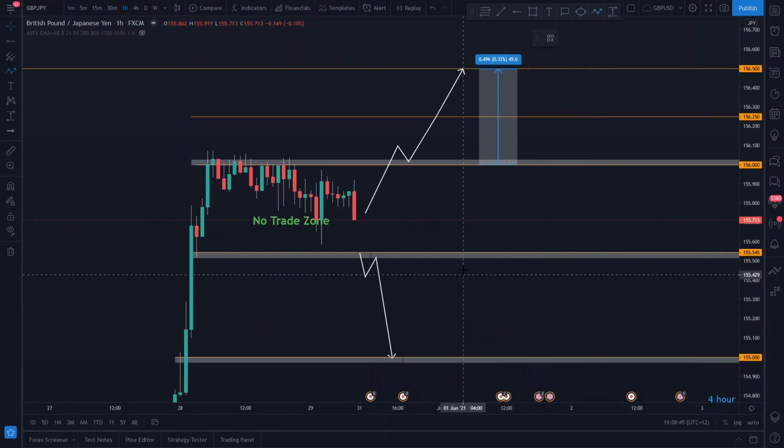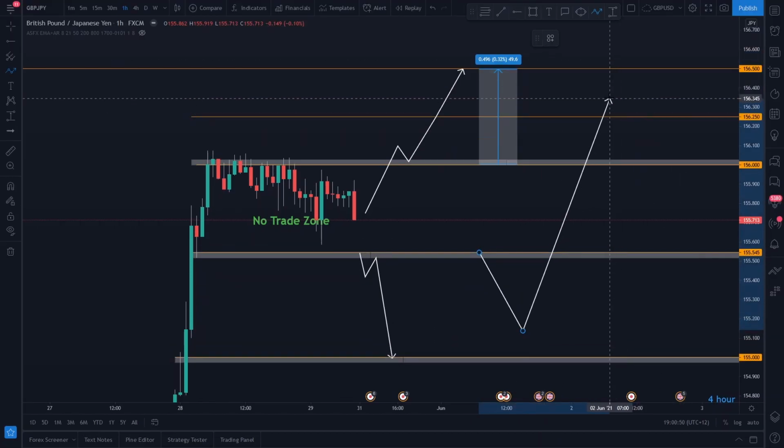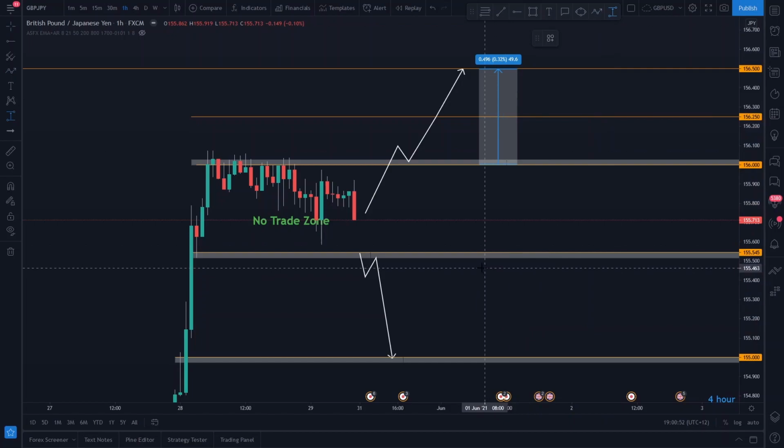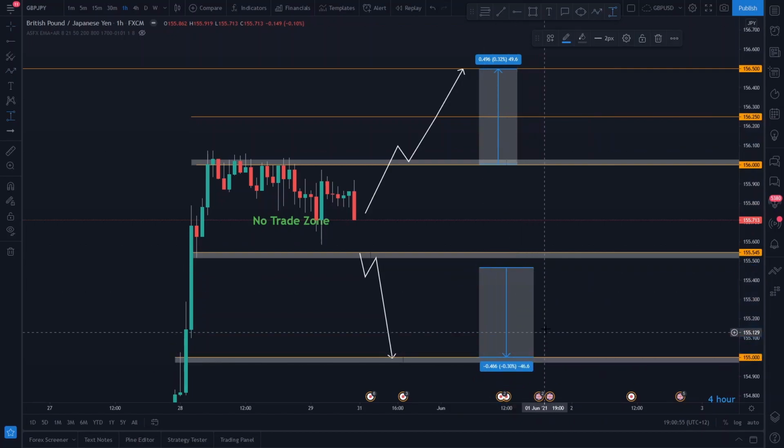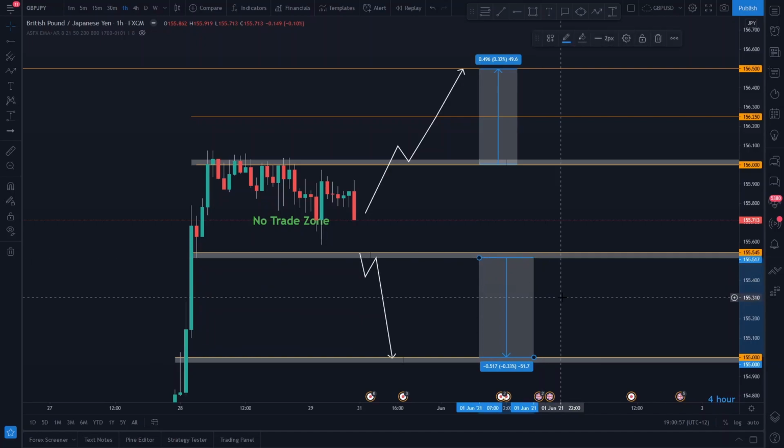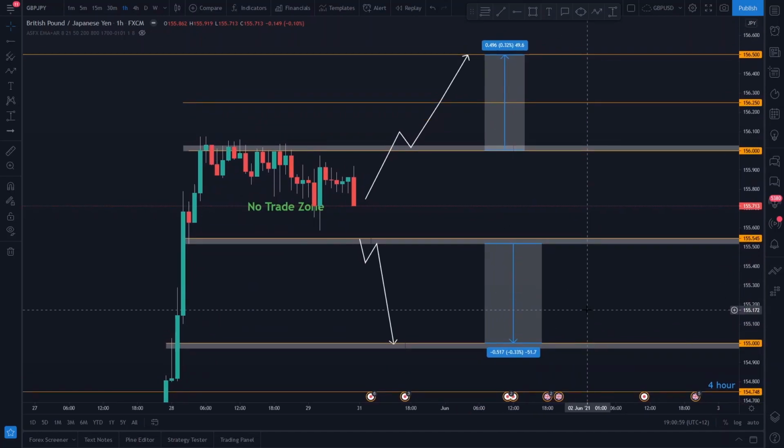So, what about the downside? Wrong tool. Once again, apologies. On the downside is about 50 pips as well. So there you go. You've got two different levels, probability of two different trades on the buy side and the sell side. So you can decide which battle to pick. Really, really easy, guys. No trade zone over here. On the downside, this is the trade I would want to take.